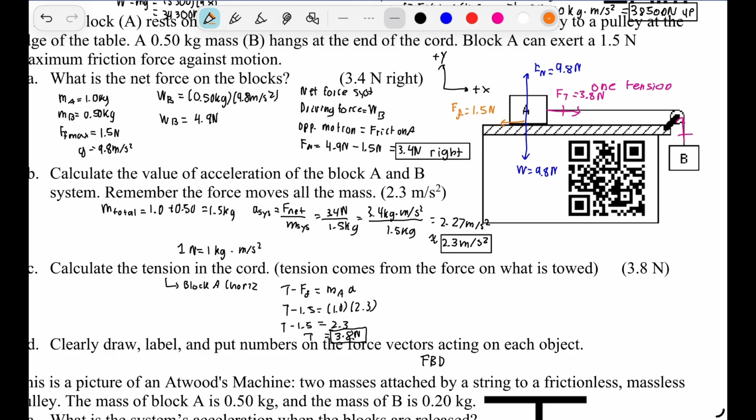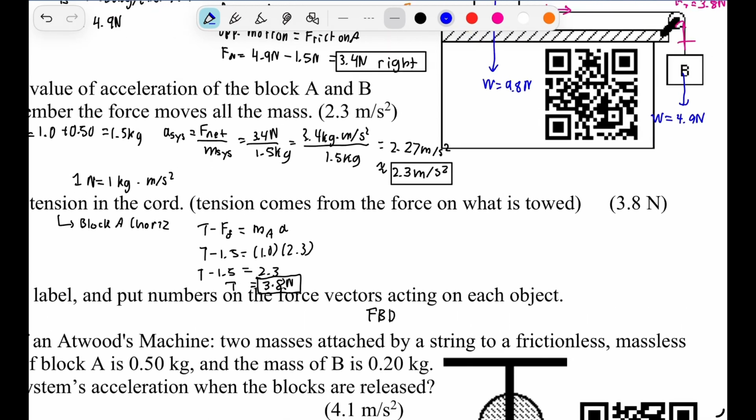Now, our largest horizontal arrow is going to be 3.8 newtons. Let's make this a little longer. And now for block B, we only have two forces. We first have our tension force, Ft, which is equal to the same 3.8 newtons since this is one tension string. And then downwards, we have our weight. Our weight is equal to 4.9 newtons.